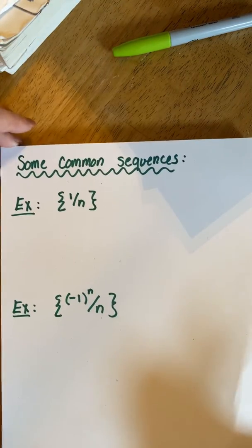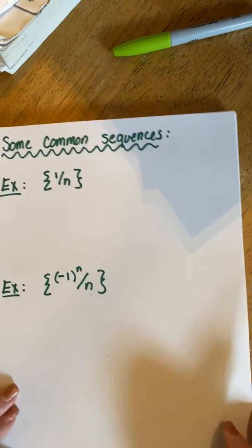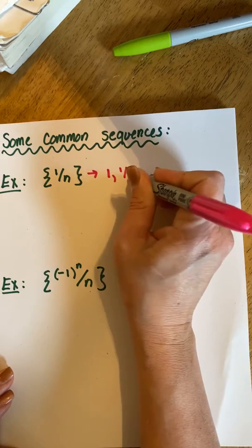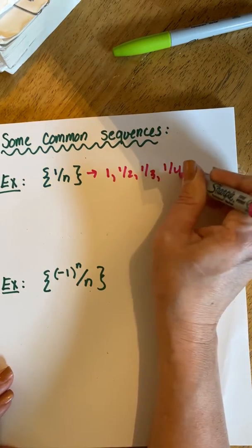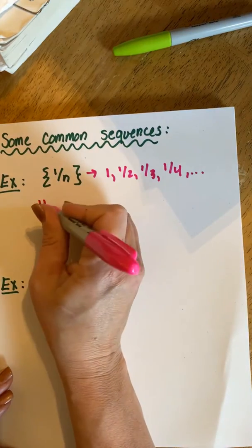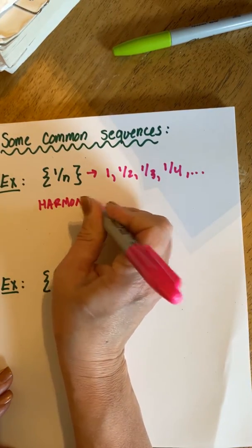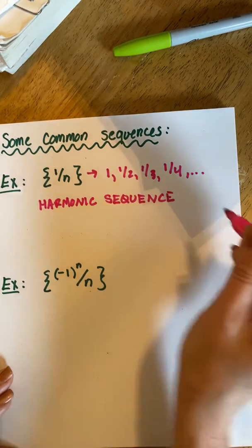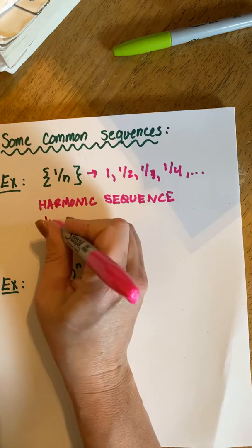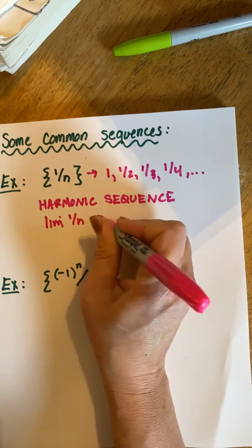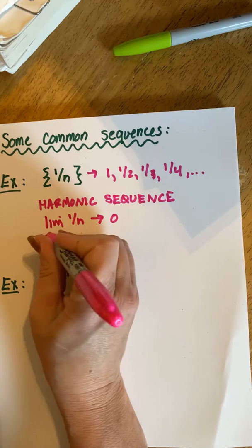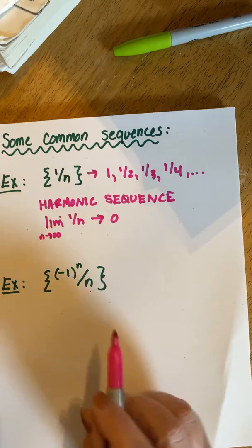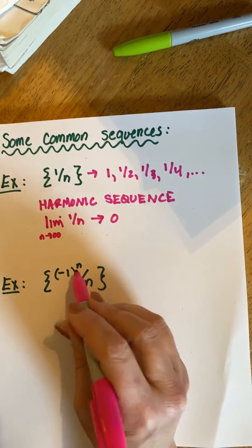1 over n. 1 over n is just simply the sequence 1, 1/2, 1/3, 1/4. This is called the harmonic sequence. Right, and the harmonic sequence converges to 0. So when I talk about the harmonic series, we'll always be talking about 1, 1/2, 1/3, 1/4, and so forth and so on.